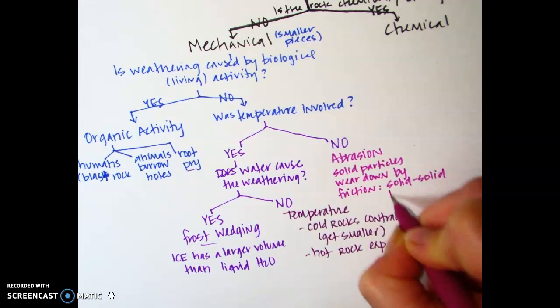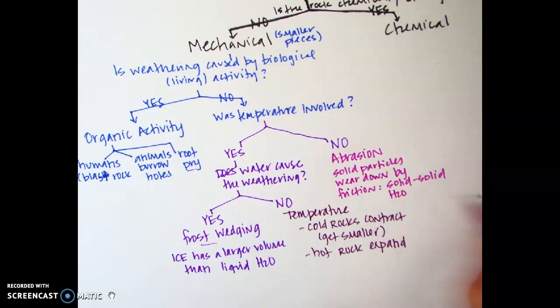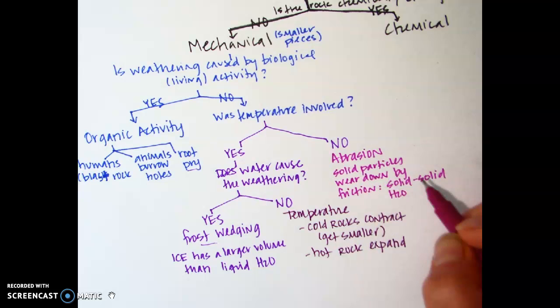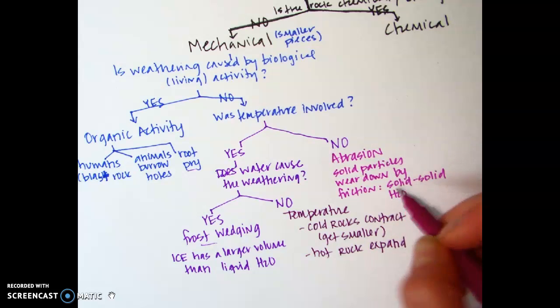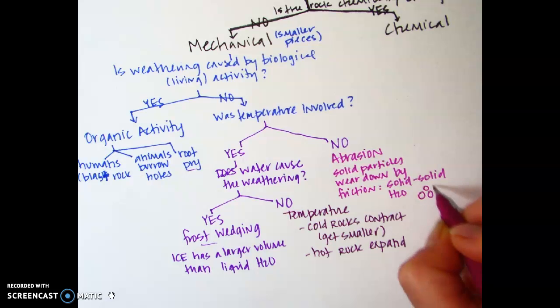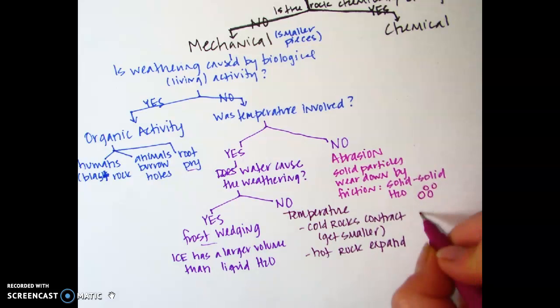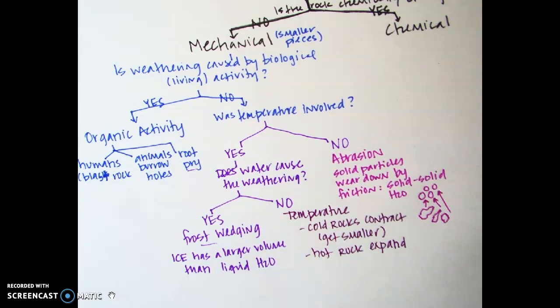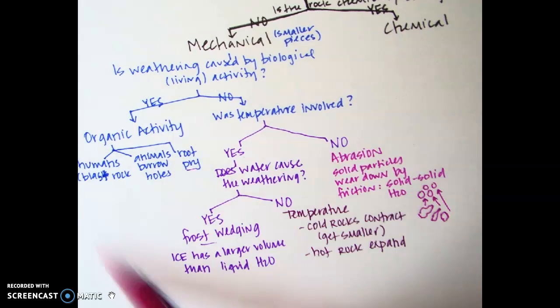So that can be like solid on solid. It can be like water flowing over rock that will abrade or break down that rock. So if you've ever looked at a creek bed and you've seen really circular rocks, that's an example of abrasion. They started off as jagged rocks, and over time they tumbled around together and they formed into these nice rounded rocks. So that's abrasion. So this gives you an idea of what is mechanical weathering.